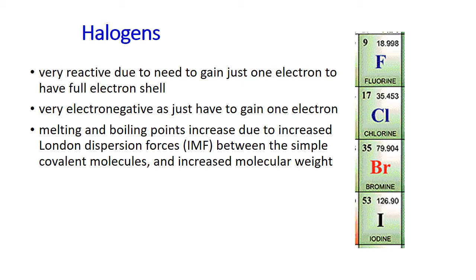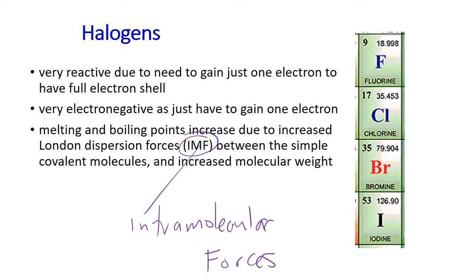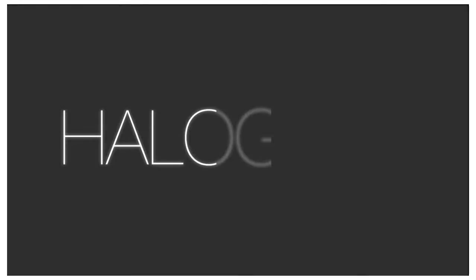In terms of the halogens, they are also very reactive for the opposite reason. They want to take in electrons. They're very electronegative, so they just want to gain that one electron. And their melting and boiling points are due to increased London dispersion forces, or IMFs, so that's intermolecular forces. Okay, they're between the simple covalent molecules of the halogens and the increased molecular weight as you go down the group.